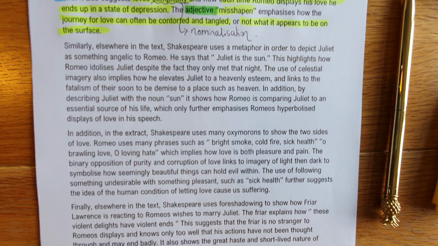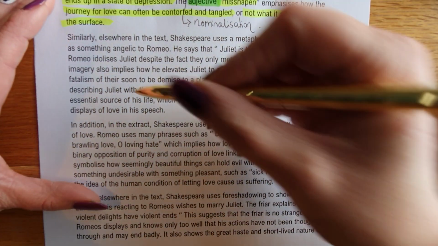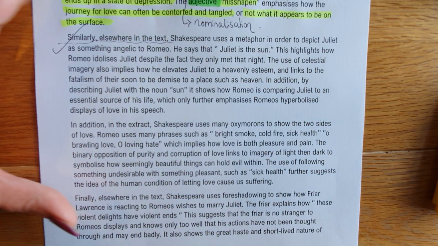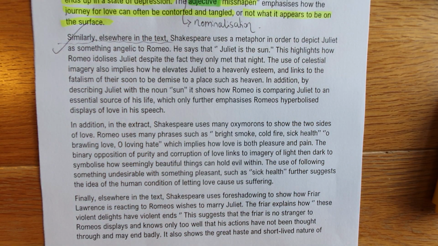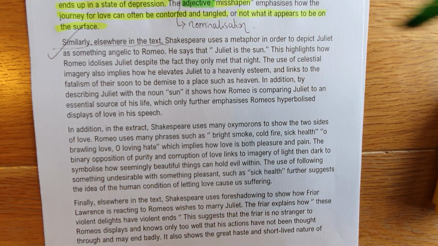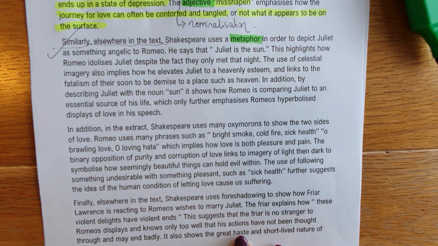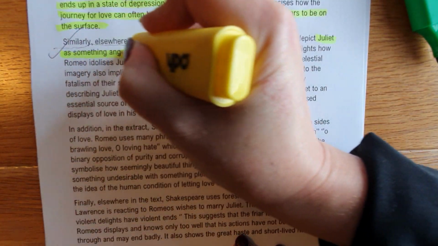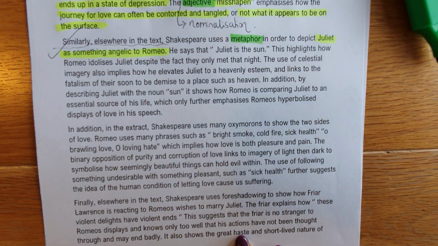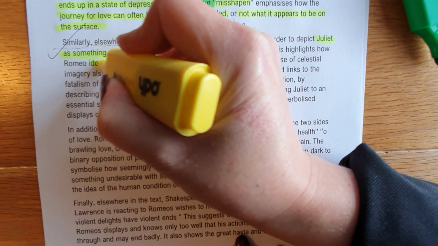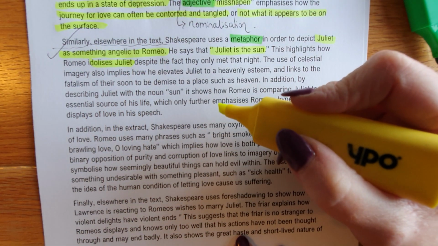Okay. Now, once again, straight away, picking up those marks, being clear that it's elsewhere in the text. Similarly, elsewhere in the text, because the student has now selected this quotation from the gold list, Shakespeare uses a metaphor in order to depict Juliet as something angelic to Romeo. So that's your idea about the text. He says that Juliet is the sun, that's the metaphor, good use of quotation. This highlights how Romeo idolizes Juliet, despite the fact they only met that night.